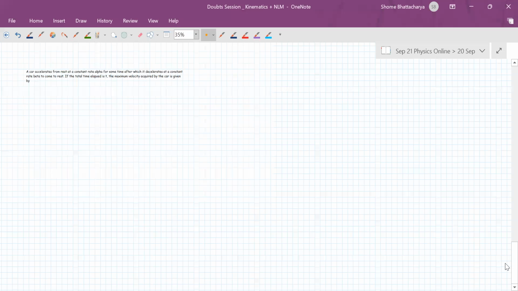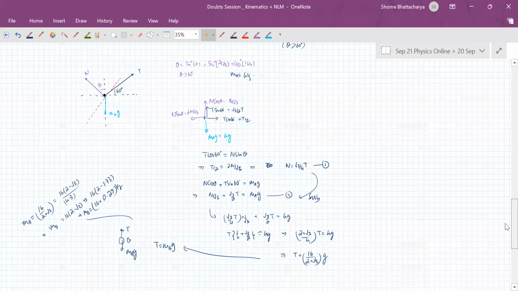Achha, to find the normal reaction also, you just substitute the value of tension that we've calculated in the equation, that N is root 3 by 4 times T. So okay, so done. Yes, sir. All right.